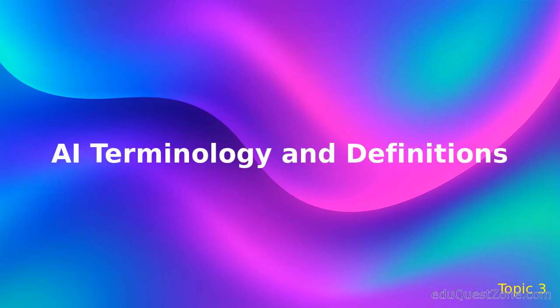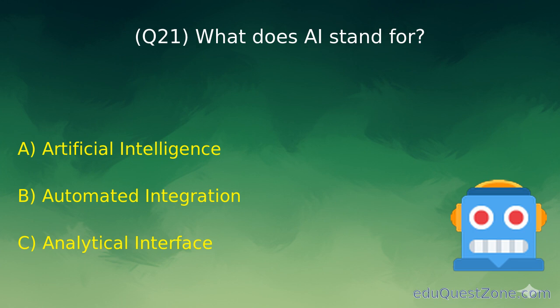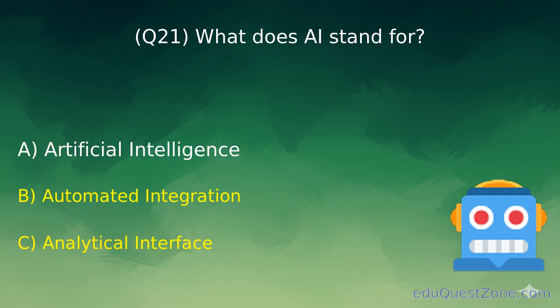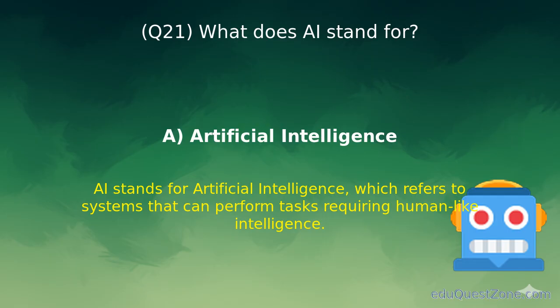AI terminology and definitions. Question 21. What does AI stand for? Option A. Artificial intelligence. AI stands for artificial intelligence, meaning machines that think and act intelligently like humans.